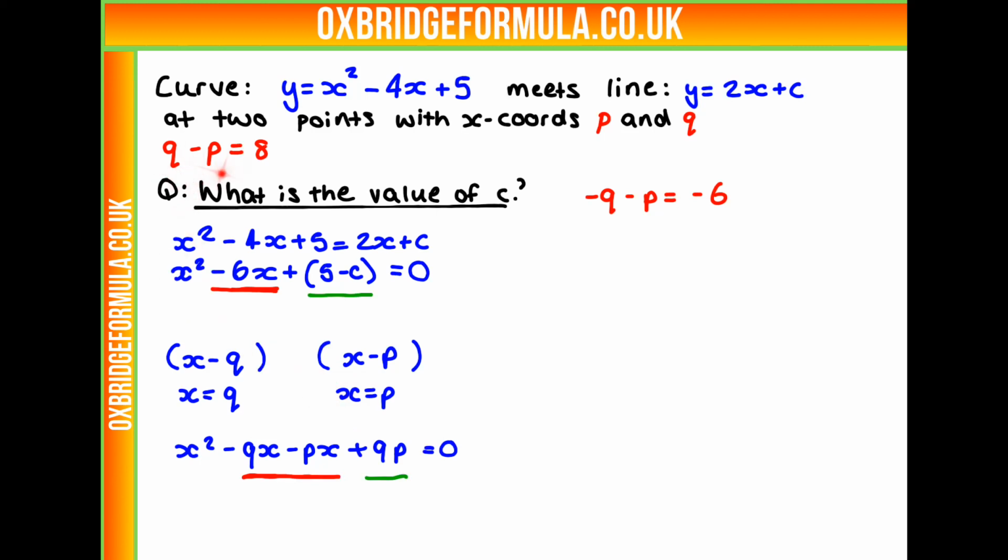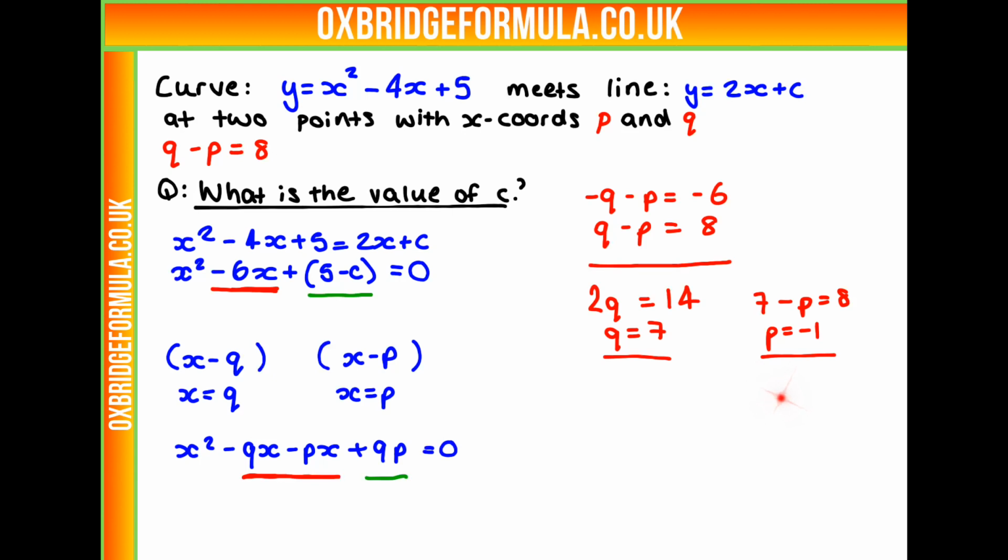And we know that q minus p equals 8. And we can use these as simultaneous equations to work out what q and p are. So I'm going to take away the top equation from the bottom equation, and we get 2q equals 14. So if we divide both sides by 2, you get q equals 7. And now we can substitute our q equals 7 into our equation, so let's use this one here. We get 7 take away p is 8, so p must equal minus 1.